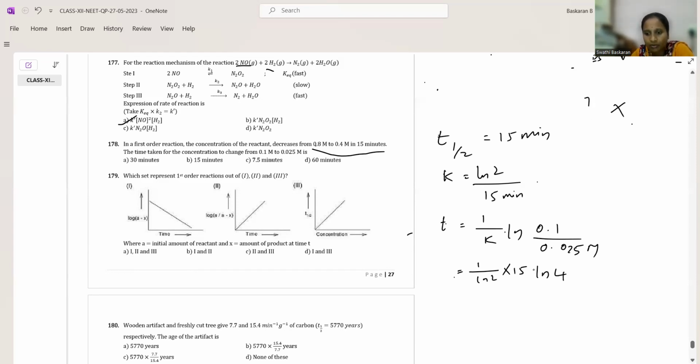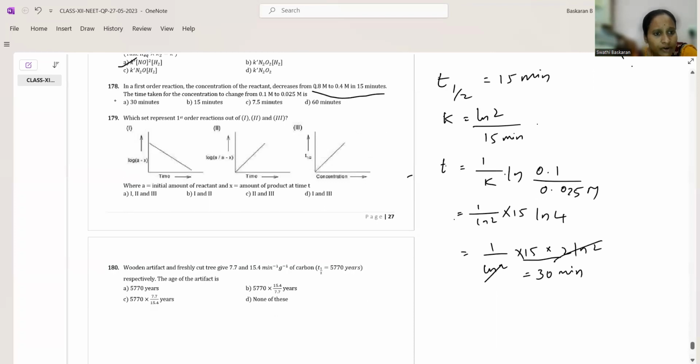Okay, now how will you write ln 4? So ln 4 can be written as 1 by ln 2 into 15 into 2 ln 2. So ln 2 and ln 2 get cancelled, and 15 twos are 30 minutes. 30 minutes. So which option is correct? Option A is correct for the 178th question.